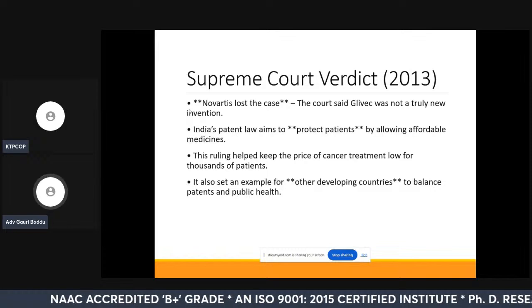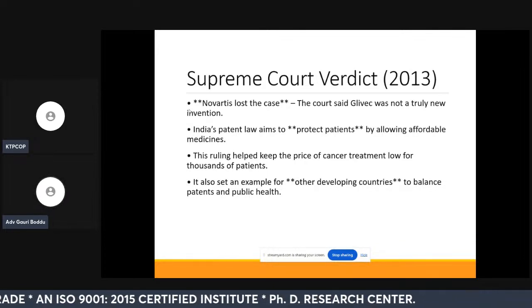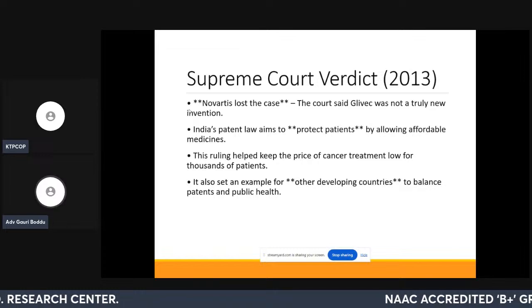Now, the Supreme Court verdict. What was the Supreme Court verdict in 2013? Novartis lost the case. The court said Gleevec was not a truly new invention.